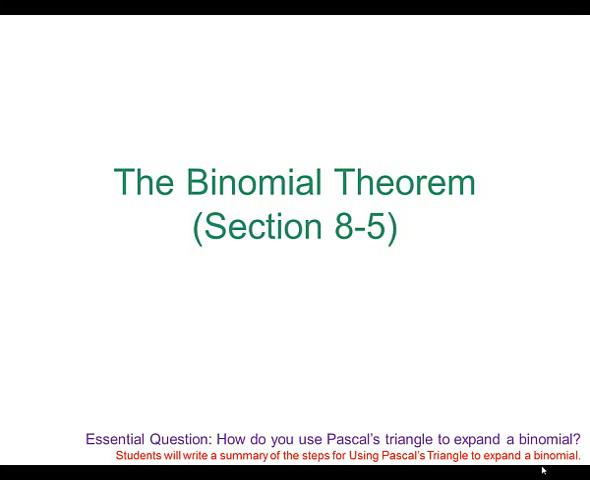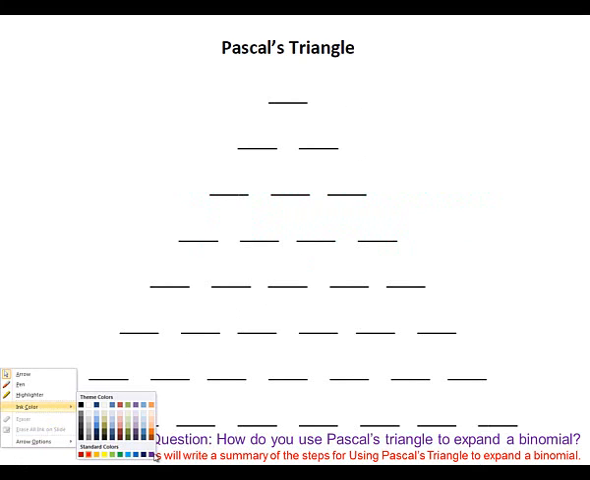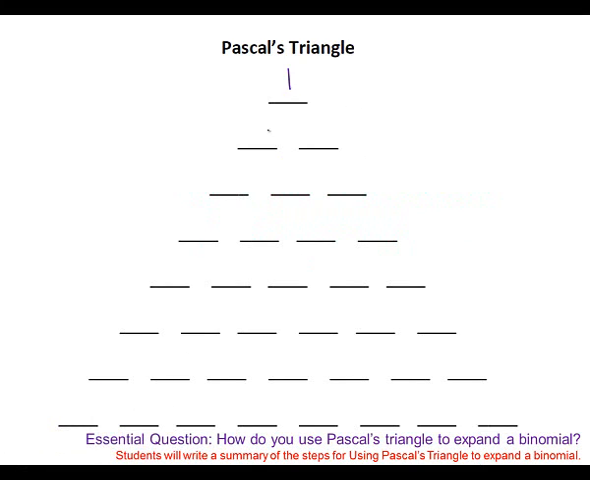Okay, so let's talk first of all about how to create Pascal's triangle. I think you have the little blanks there, right? The thing you've got to know about Pascal's triangle is there are some rules to it. The first rule is my top number is 1, and all my numbers on the outside are always 1. So it always starts with a 1 and ends with a 1.